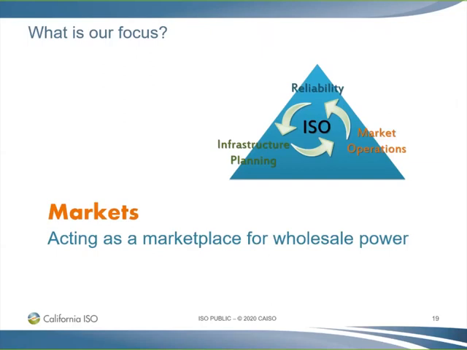We do have another question from Wendy. Which BAA is CAISO in? The California ISO is in its own BAA, so we, the ISO, manage the California ISO's balancing authority area.